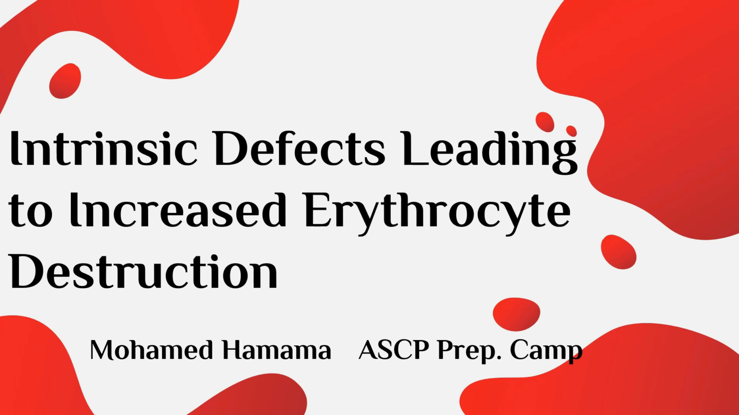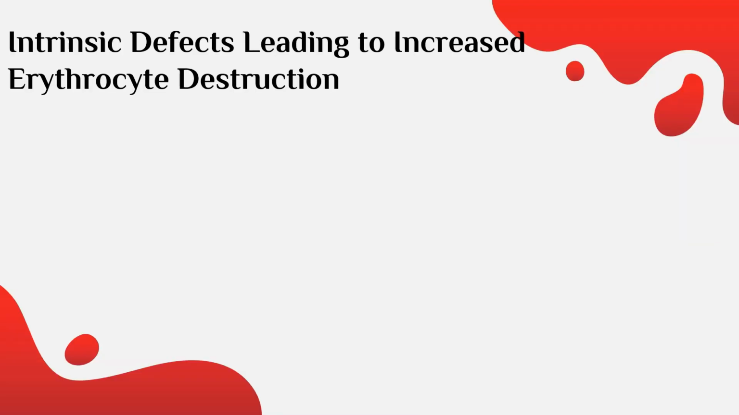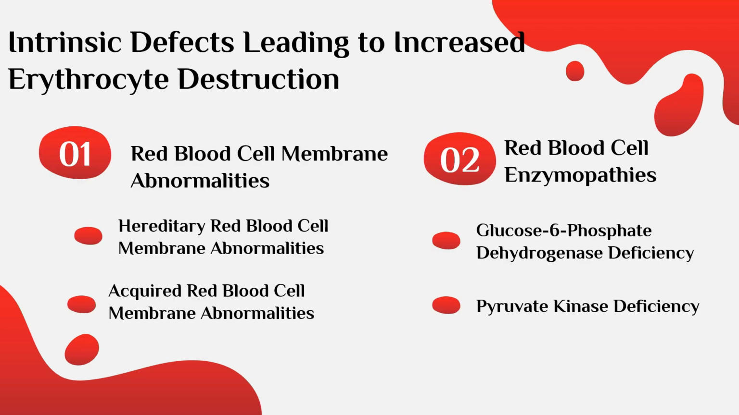In today's video, we will be discussing intrinsic defects leading to increased erythrocyte destruction. A significant number of disorders fall under the category of intrinsic hemolytic anemias, where defects within the red blood cells lead to early destruction and anemia. Such intrinsic disorders can be classified as red blood cell membrane abnormalities or red blood cell enzymopathies, and the majority of them are genetically inherited.